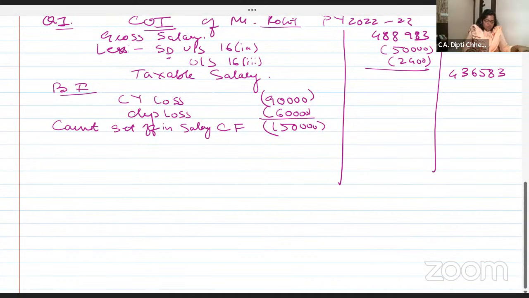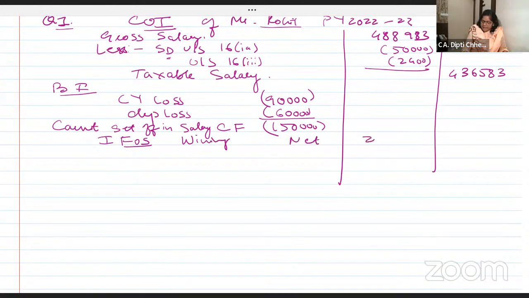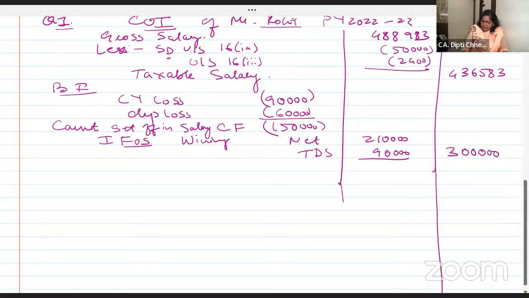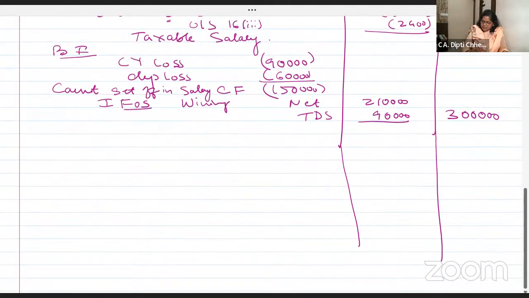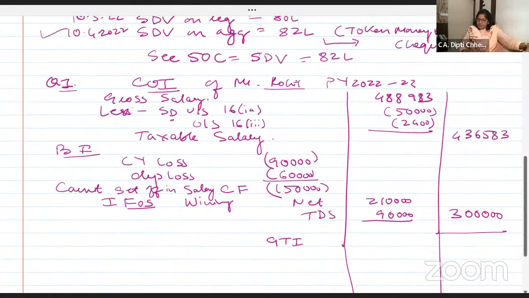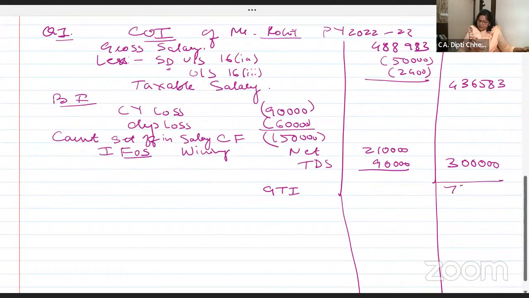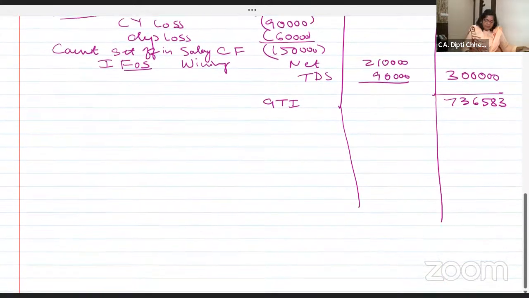After the business income, you just have income from other sources, casual income, winnings from TV shows, net 2,10,000. TDS kata hai 90,000. Gross hai 3 lakh. Gross total income 736,583. Are you all with me?